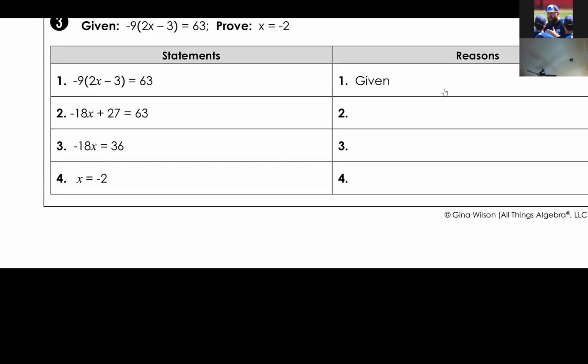Uh-oh, we got 4 statements now, though. It's always going to get more difficult. So given 9 times 2x minus 3 equals 63, prove that x equals -2. Remember, our first statement will always be what they give me. The final statement will always be what they want me to prove. So looking at our first step, -9 times the difference of 2x and 3 equals 63. What'd they do? What changed? They distributed the 9. So we've got distributive property.